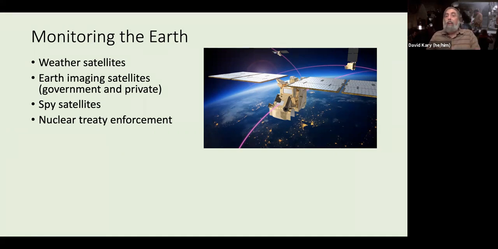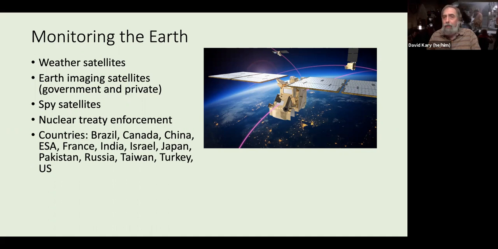satellites that are specifically enforcing various nuclear treaties, and they're looking for a lot of the same kind of things that you would look for if you were looking for a spacecraft entering our atmosphere. And when I look down the list of countries doing this, and I don't think this is a complete list, but it gives you an idea: Brazil, Canada, China, the European Space Agency, France, of course, has also got its own, India, Israel, Japan, Pakistan, Russia, Taiwan, Turkey, and the US all have Earth surveillance satellites of one sort or another, and often many different types. So we're watching ourselves pretty effectively here too. It's going to be hard to get in.